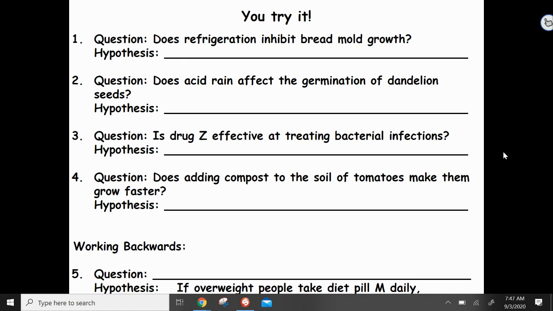And you might say something like, if bread is refrigerated, then mold growth will be inhibited, if you think it does. If you don't think putting bread in the refrigerator will slow down the growth of the mold, you would say, if bread is refrigerated, mold growth will not be inhibited.